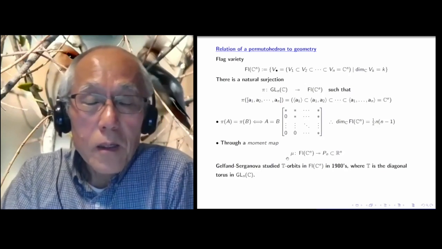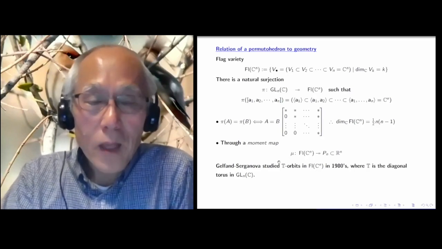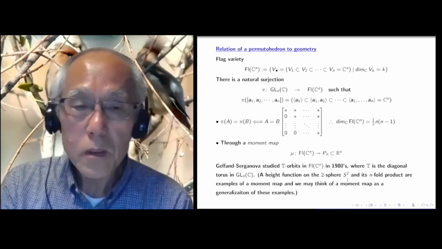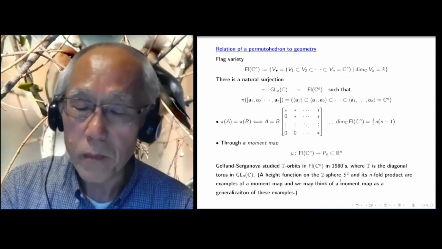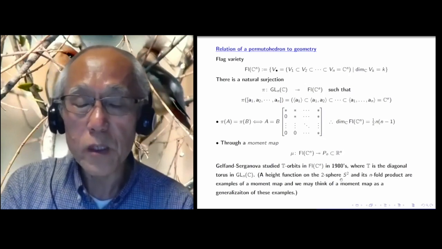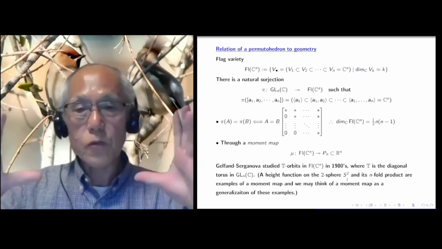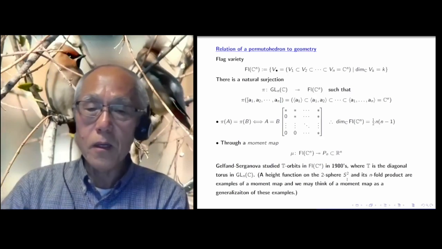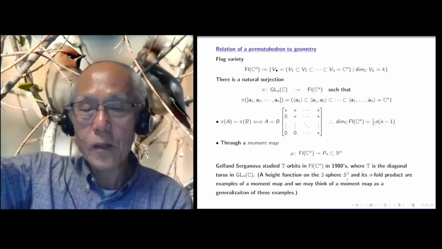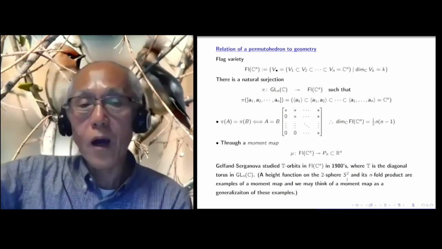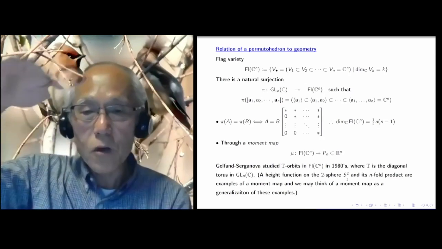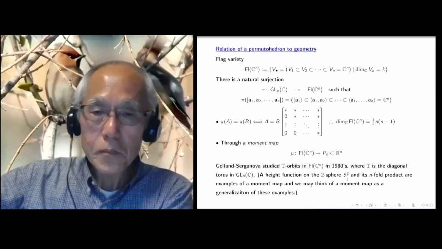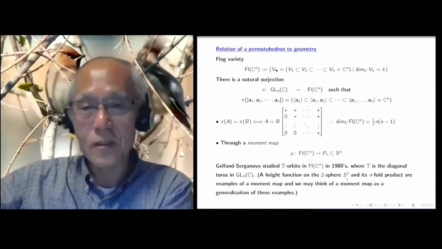Okay, and as I said, I'm not going to give a definition of moment map, but I will give you some feeling about moment map. The simplest example of a moment map is a height function on the two-dimensional sphere. So you have a sphere and consider the height function. The south pole is height 0, and the north pole is height 1. The equator is height 1/2. So the image of S2 by the height function is the 0-1 interval. This is a typical and the simplest example of a moment map.